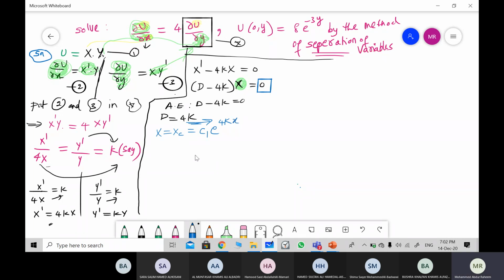X, small x, small x. Because this is capital X, you write small x. Only one root, so stop. The other root plus C2 e power that x, like that. This is the same as the complementary function, okay?